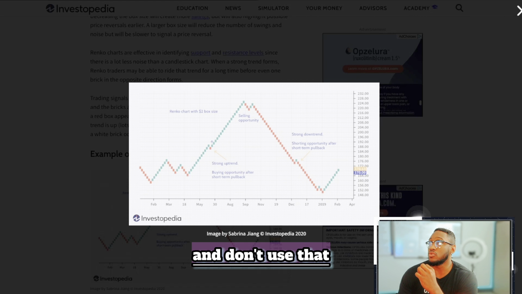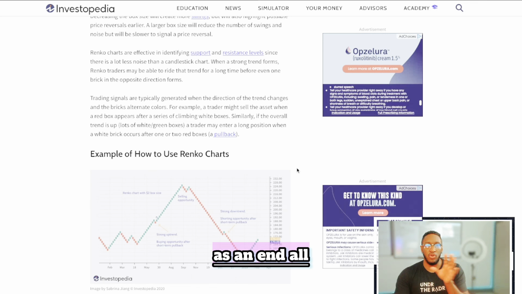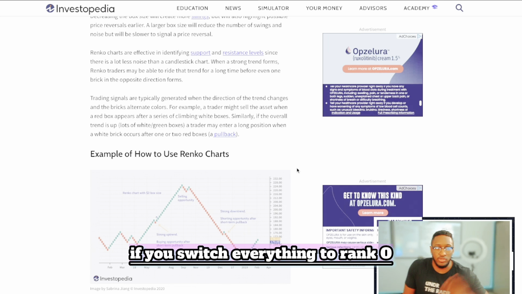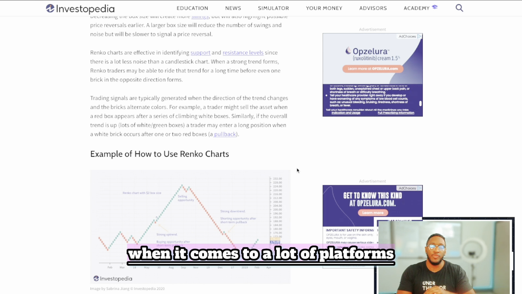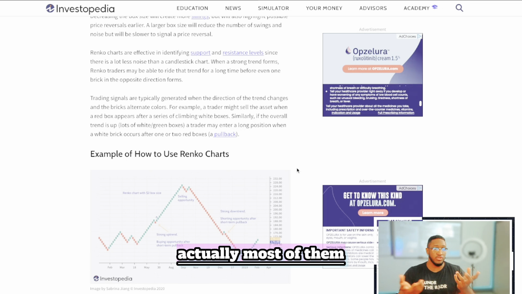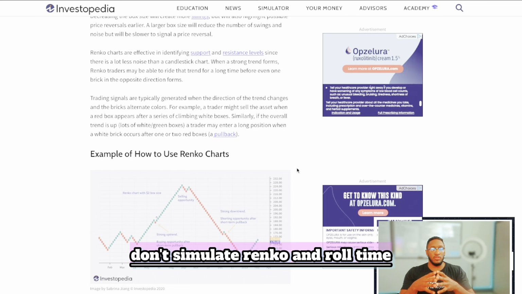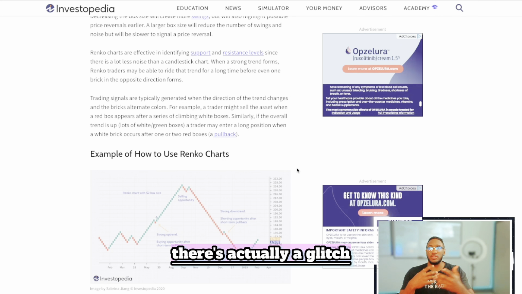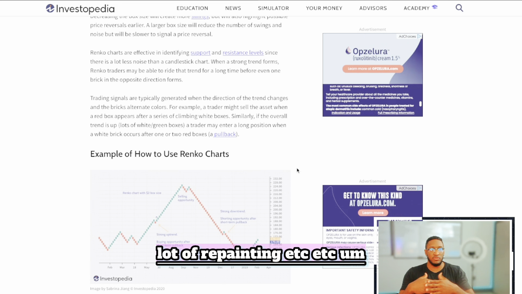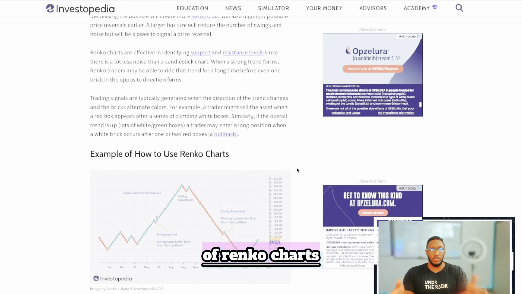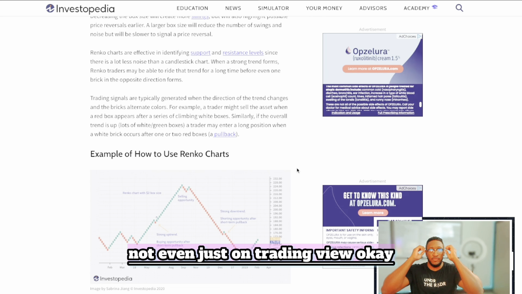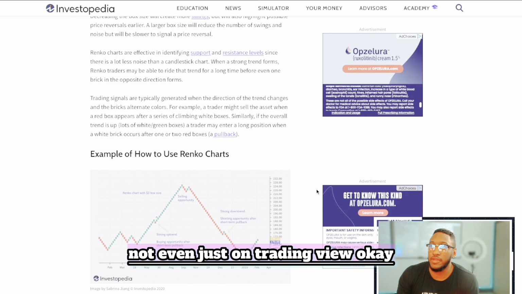And don't use that as an end-all be-all. Just jump onto TradingView, switch everything to Renko, and then start trading. Because as I told you, there is a weakness in it. When it comes to a lot of platforms, actually, most of them don't simulate Renko in real time the right way. There's actually a glitch, a lot of repainting, etc. So I personally don't like using the actual emulation of Renko charts on a lot of platforms, not even just on TradingView. Okay.